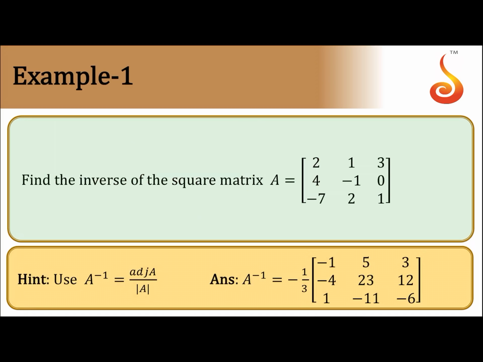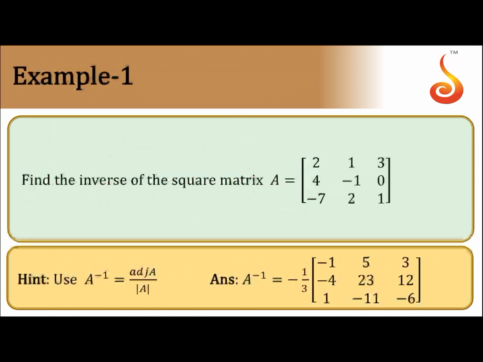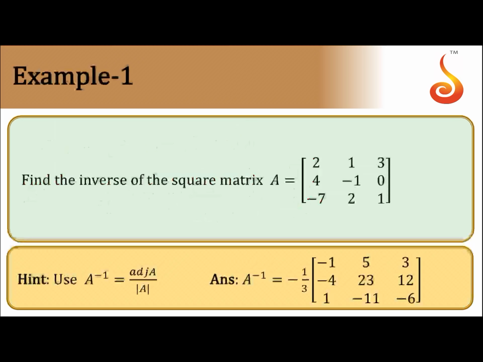So let's see that. So minus 1 by 3, minus 1, 5, 3, correct. Minus 4, 23, 12, correct. 1, minus 11, minus 6. So the answer is this one. This is how we calculate the inverse of the matrix. Hope it is clear to you?